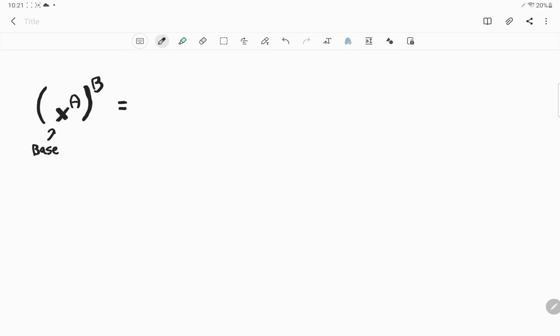Like we always do, you always write your base first every time you do this type of problem. You're going to do a times b, and that's going to be the formula that we're going to be using. This one's going to be called the power rule because we have two powers getting multiplied together. There we go. This one's going to be called the power rule.